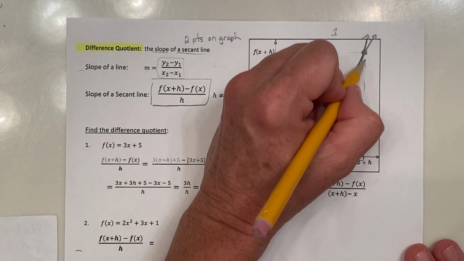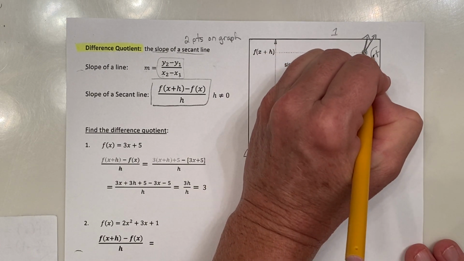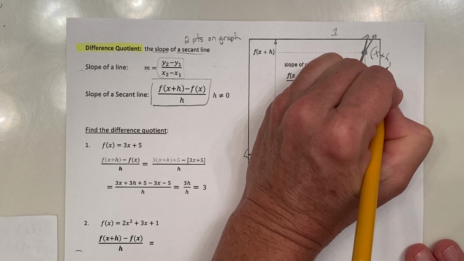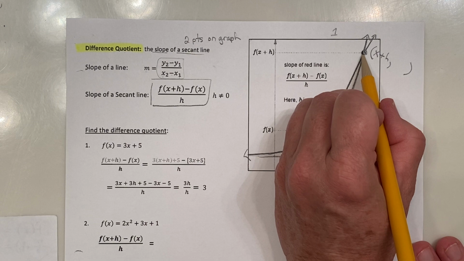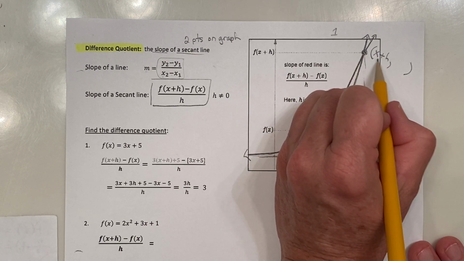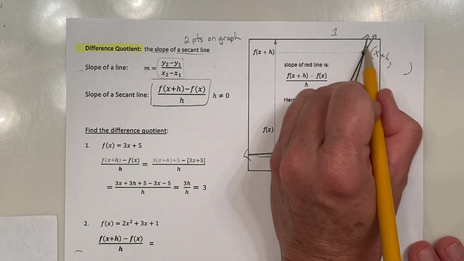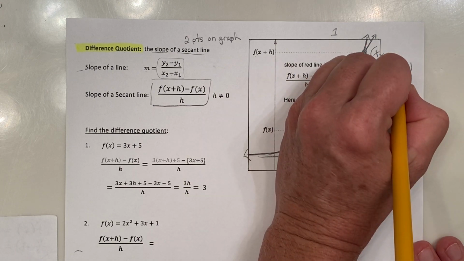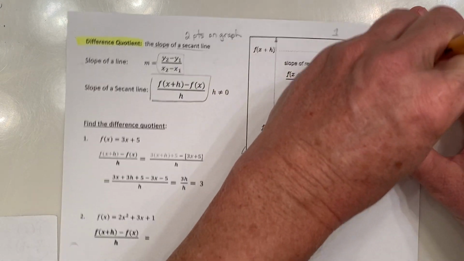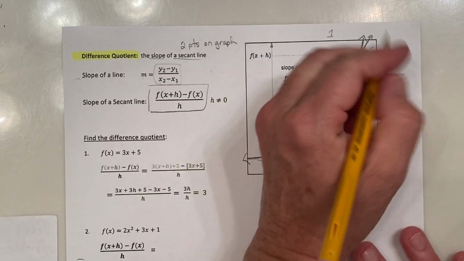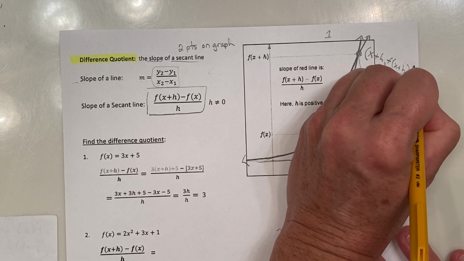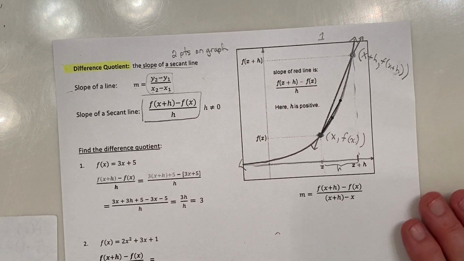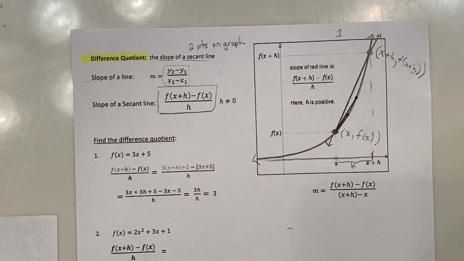So my x-coordinate is x increased by that h, comma. What's the y-coordinate up here? How do I get the y-coordinate? If I knew what this number was, I would plug it into the function, and I would get f evaluated at x plus h. I would have to know what this x value is to get the y value exactly. So right now I'm just working with notation.